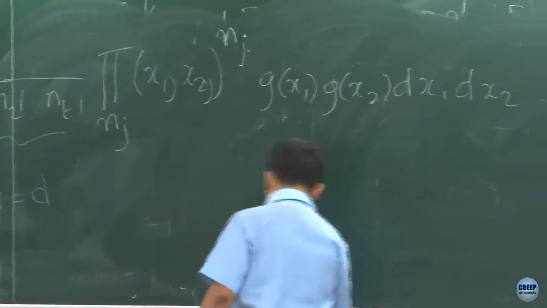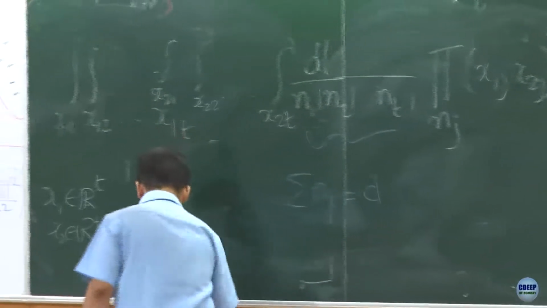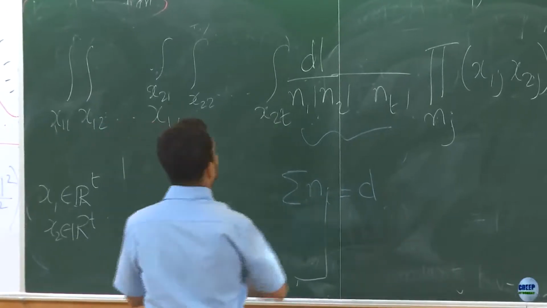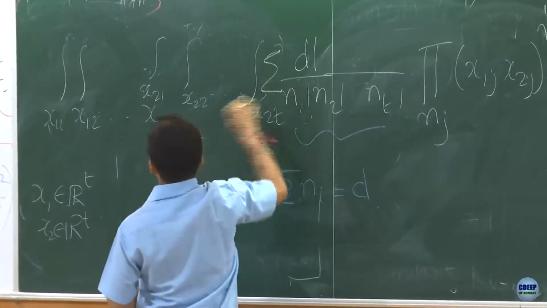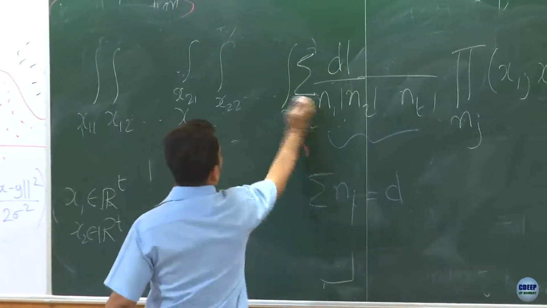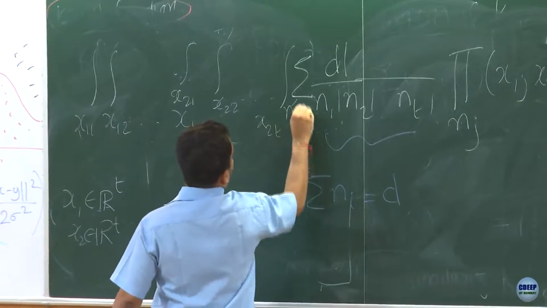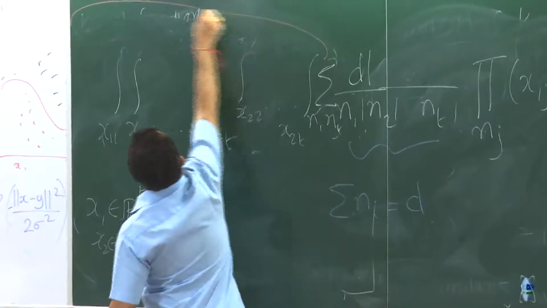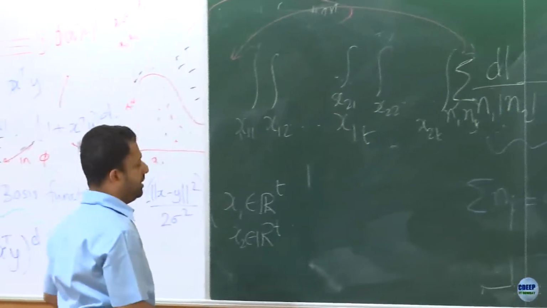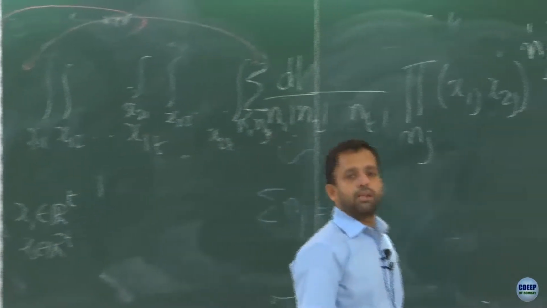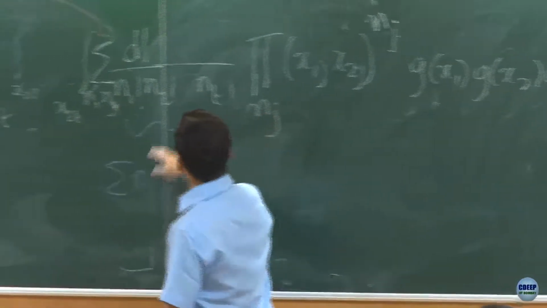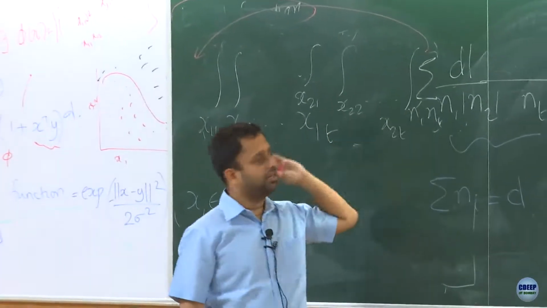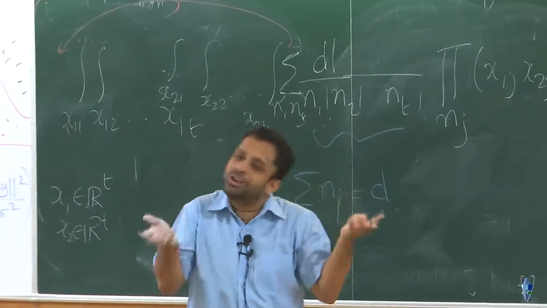Okay, so those are the gymnastics we'll do. We'll say, okay, I forgot the summation. There's a summation here. The summation is over all values of n1 to nt. So this summation, I'll try and pull it out. Then what happens is you'll have two integrals. I mean basically an integral over g, x1 component, x2 components, but both will look exactly the same.